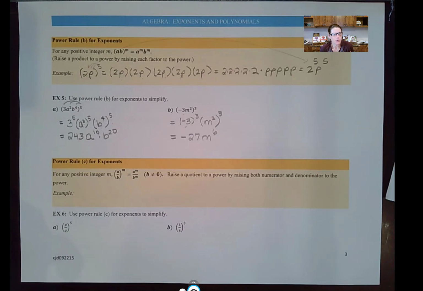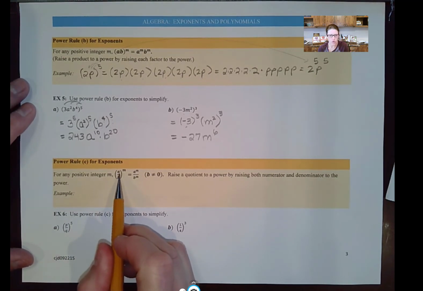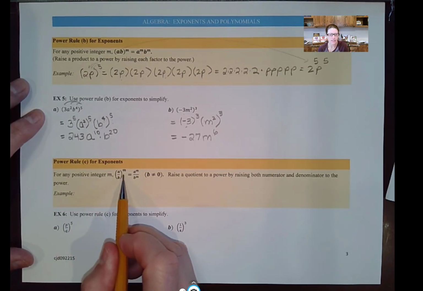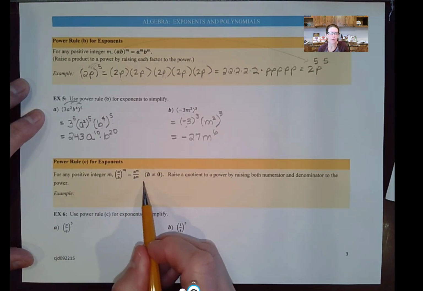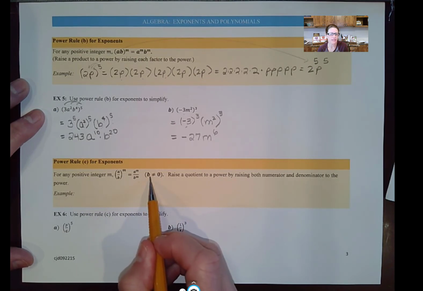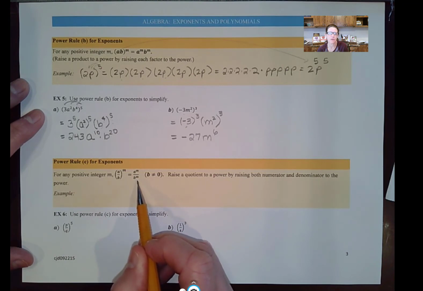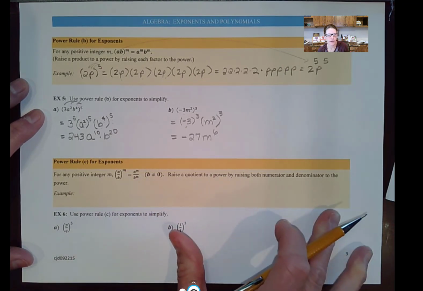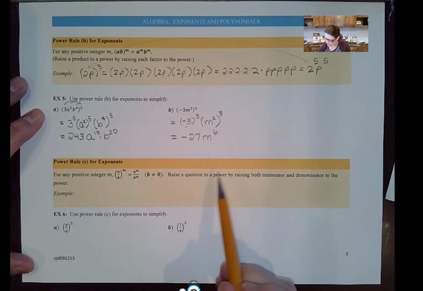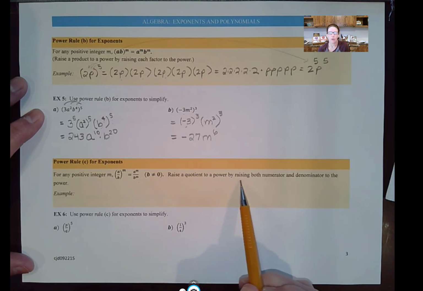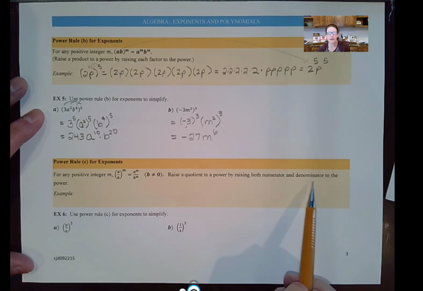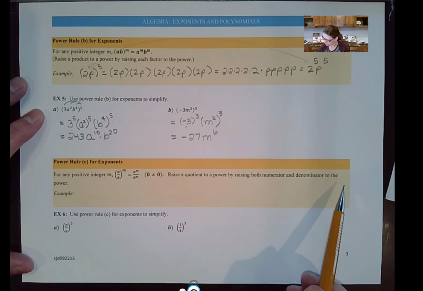And that takes us to power rule C for exponents. For any positive integer m, this quotient a over b to the m is equal to a to the m over b to the m, as long as b isn't equal to 0. And all this says is as long as our denominator is not 0, because division by 0 is undefined. In other words, we raise a quotient to a power by raising both the numerator and denominator to the power.